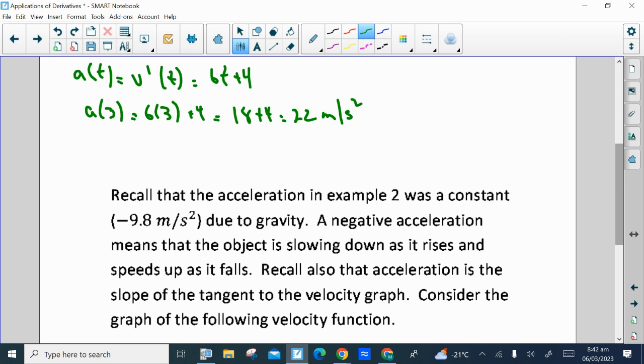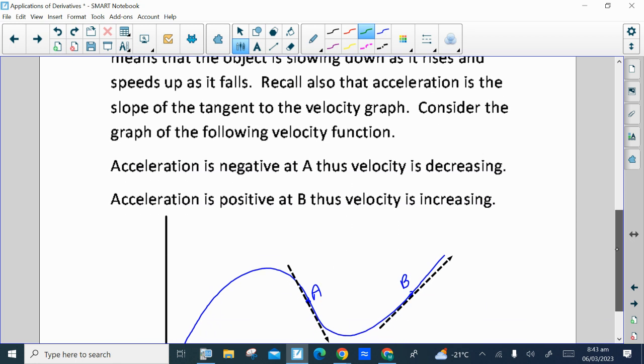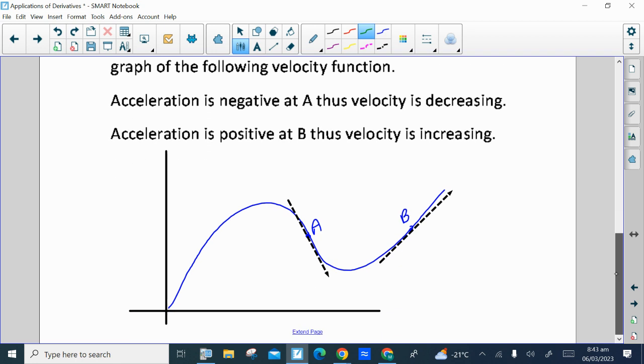So remember that we talked about acceleration. Example 2 was a constant, negative 9.8 meters per second squared due to gravity. A negative acceleration means that the object is slowing down as it rises and speeds up as it falls. Recall also that acceleration is the slope of the tangent to the velocity graph. So if we consider the graph of the following velocity function, again, acceleration is negative at a, so velocity is decreasing. Acceleration is positive at b, so the velocity is increasing.